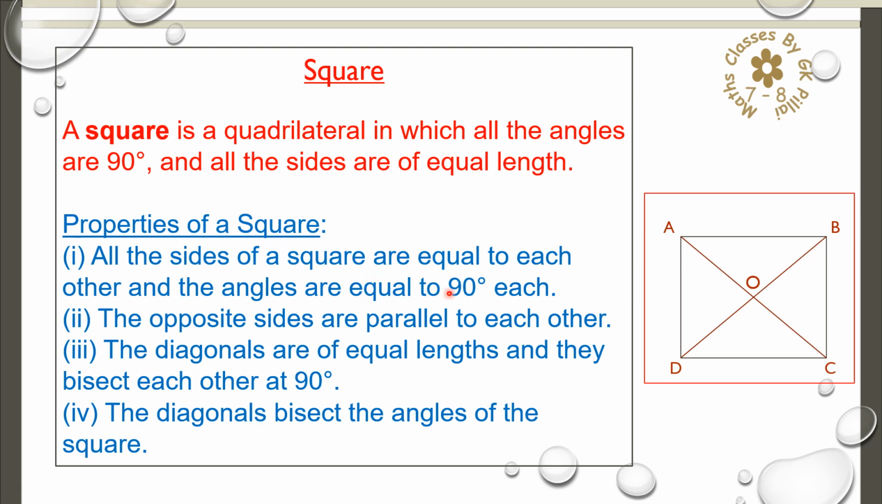All the sides of a square are of equal length and the angles are equal to 90 degrees each. The opposite sides are parallel to each other. It is the same thing in your rectangle also. The diagonals are of equal length and they bisect each other at right angles. The diagonals bisect the angles of a square. This is not a very important one. If this is the diagonal, it will be bisecting these angles B and D. These two portions must be equal and these two angles must be equal. That is the thing.